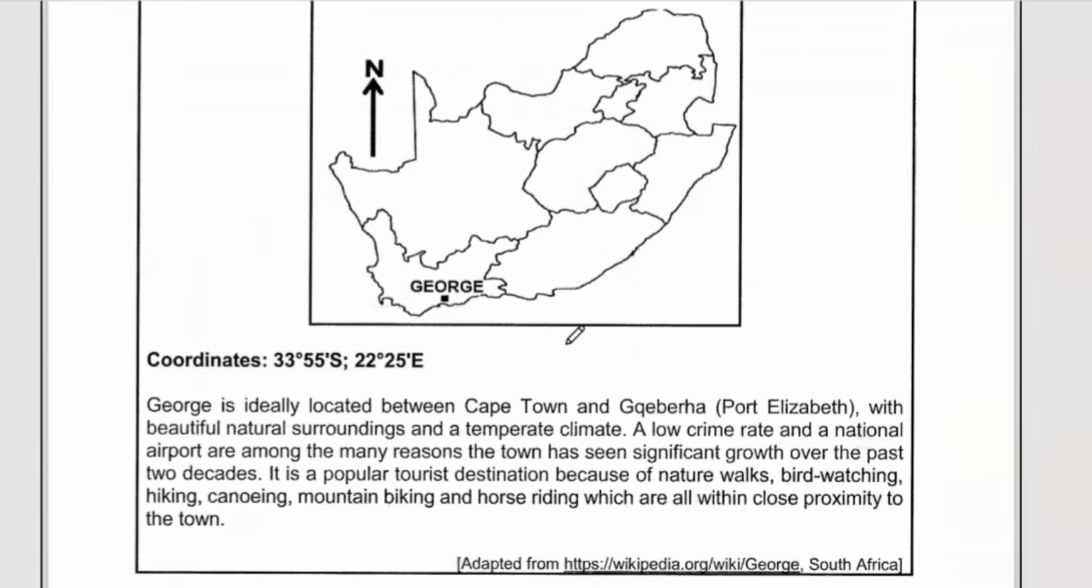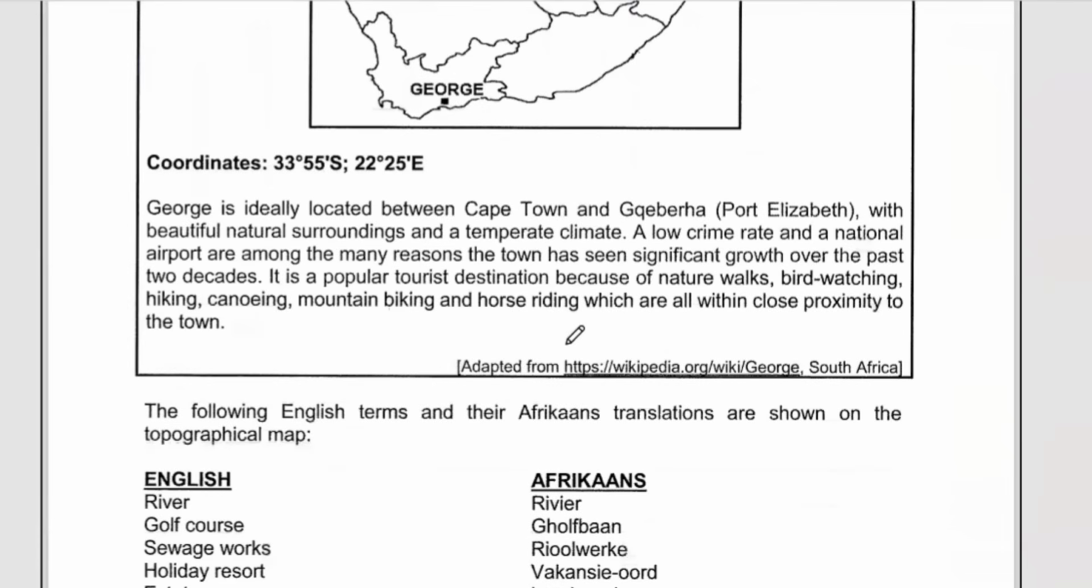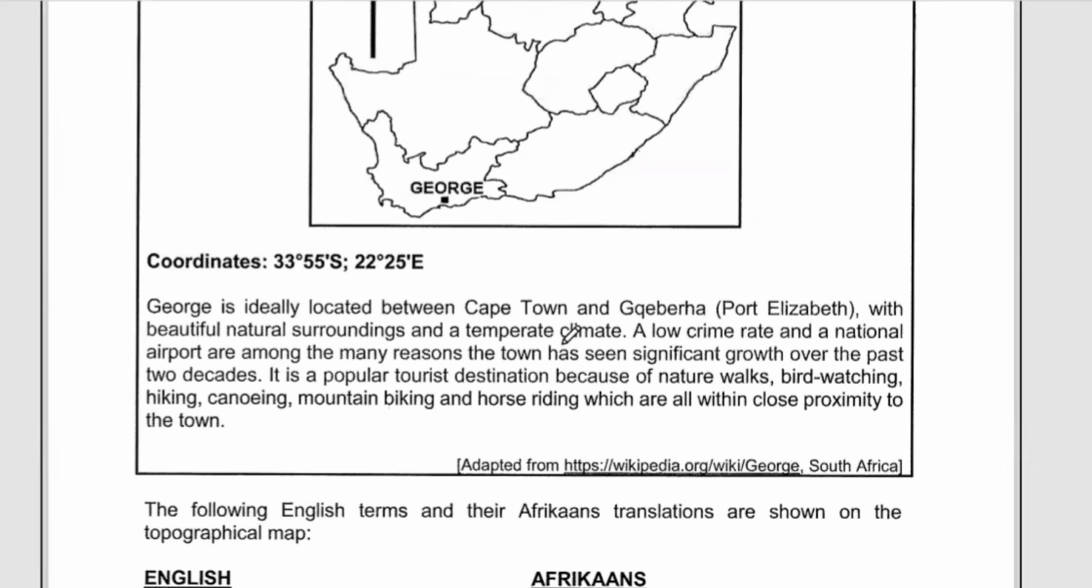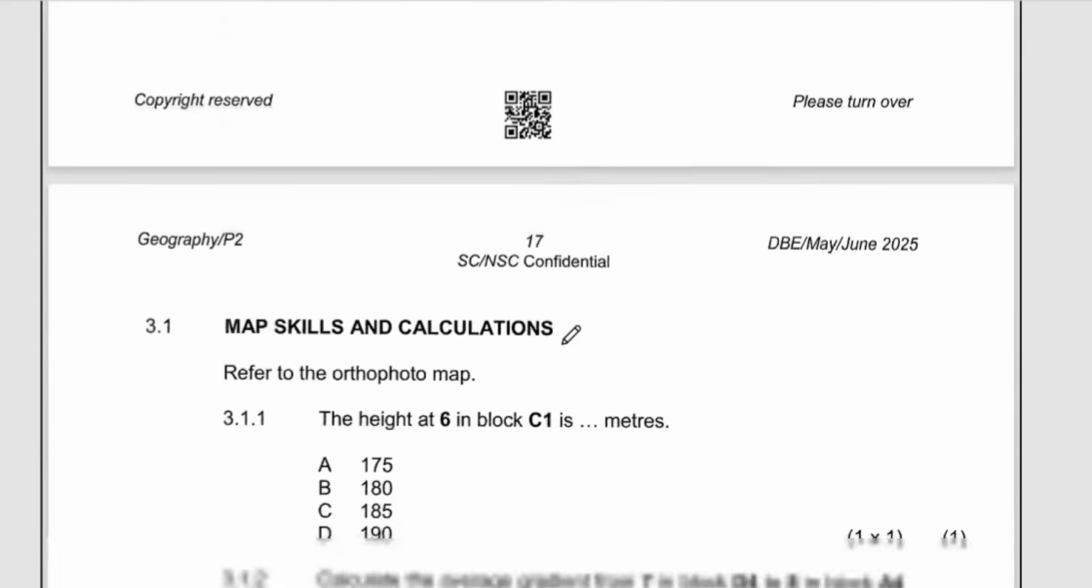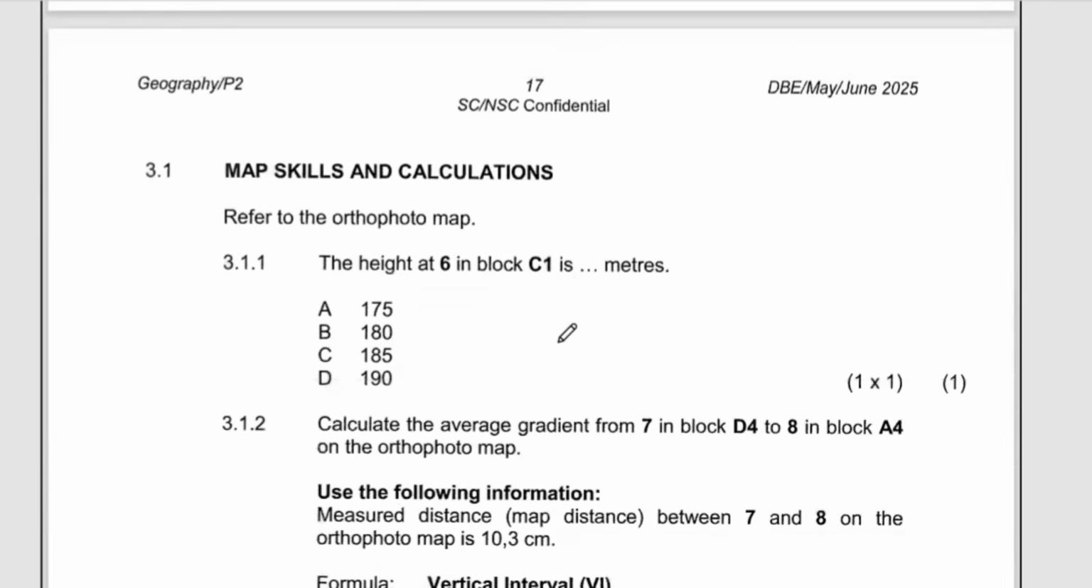And moving on to our question. Right, the first question on map skills and calculations. Right, I refer to the orthophoto map 311. The height at 6 in block C1 is dash meters.